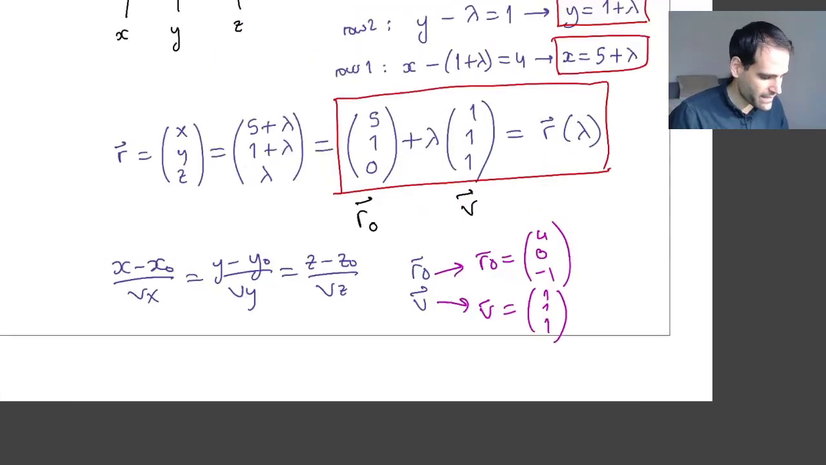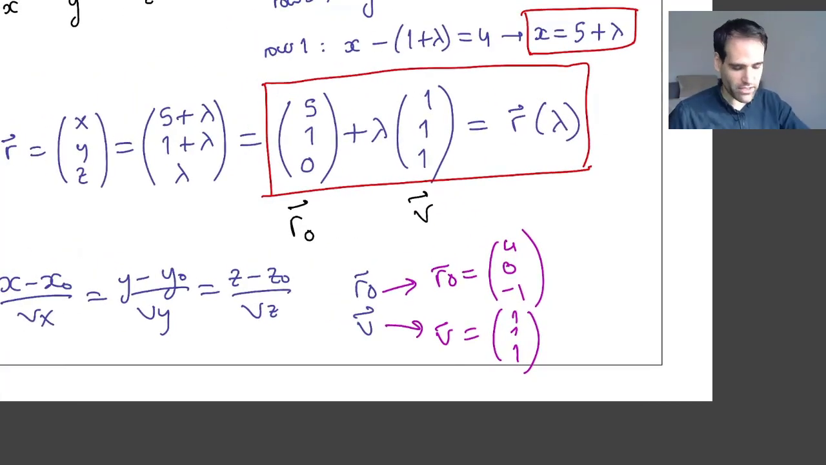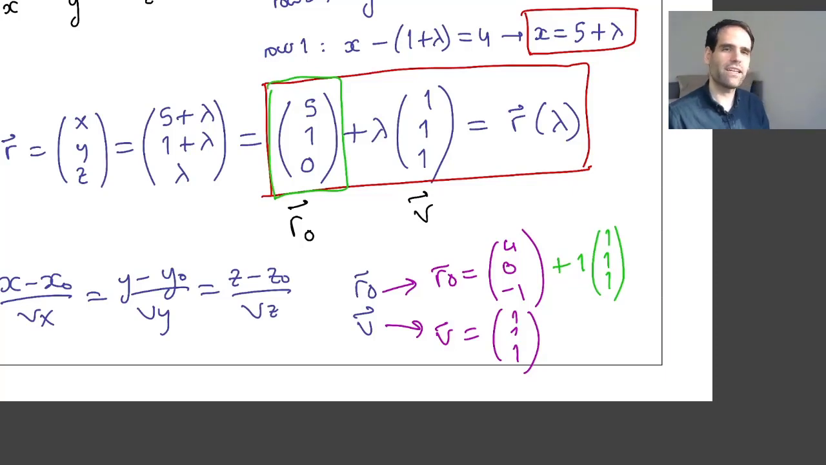And this is still the equation of the same line. Even though we found a different R0, remember R0 is any point in the line. So the fact that we found a different R0 doesn't mean it's wrong. This is the same line. In fact, you can check that if you add 1 times (1, 1, 1) to this R0, you end up with the R0 that we found using Gaussian elimination. So it is still a different point in the line, but it's still a valid point in the line.